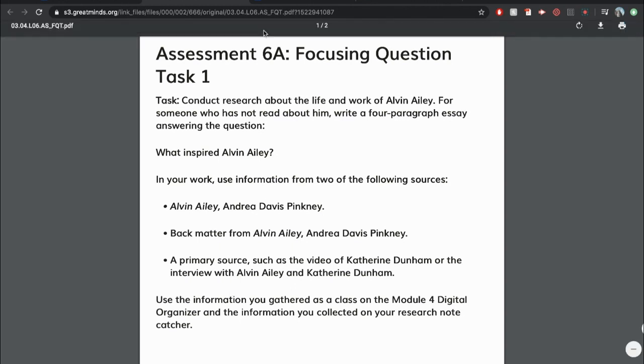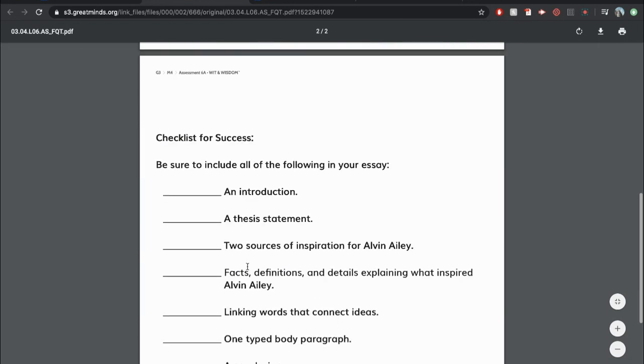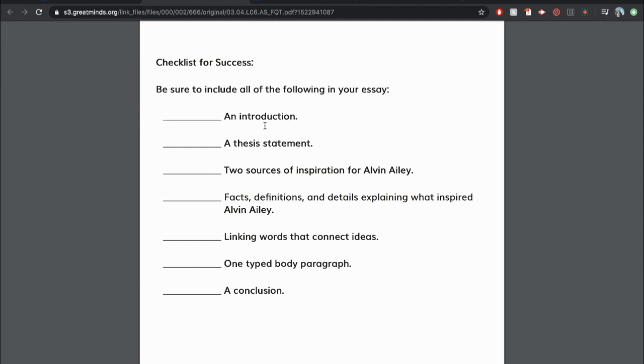Okay. And so today you are going to be filling out this sheet, which is your research note catcher, which is basically just a page to organize your notes. Okay. So here is your checklist for success. We know that we're writing an explanatory writing piece. So we're explaining something. We're explaining to our reader what inspired Alvin Ailey. So you need an introduction, a thesis statement, 2 sources of inspiration for Alvin Ailey, facts, definitions, and details. That list should sound familiar because those are examples of evidence explaining what inspired Alvin Ailey, right? Because you're going to have evidence and elaboration.